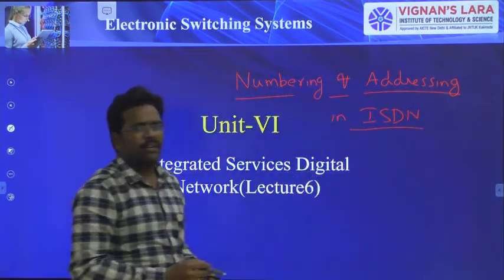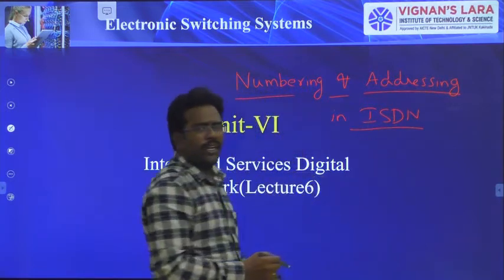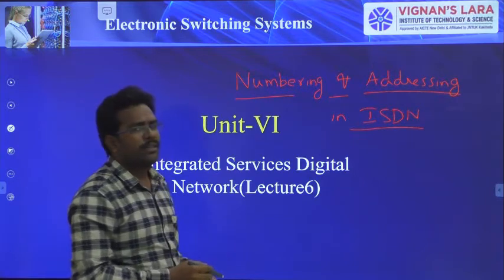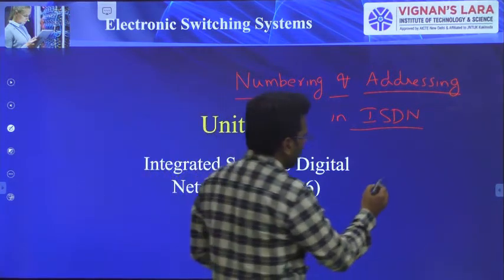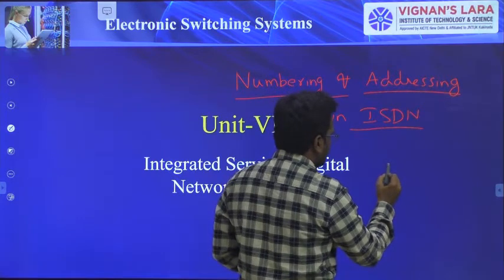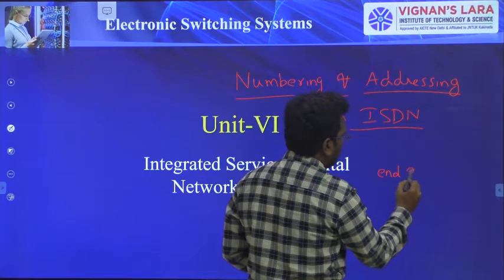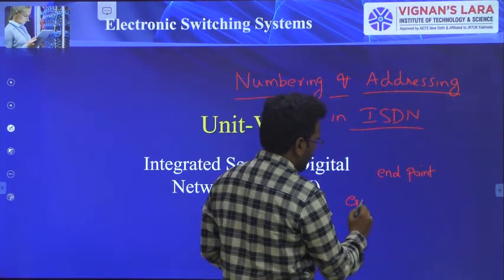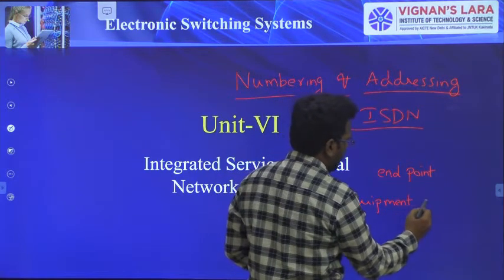So already we know that you have to uniquely identify any equipment in the network. So for that reason, some numbering scheme is required. For example, if you take some endpoints, here we have 2 points: endpoint and equipment at endpoint.